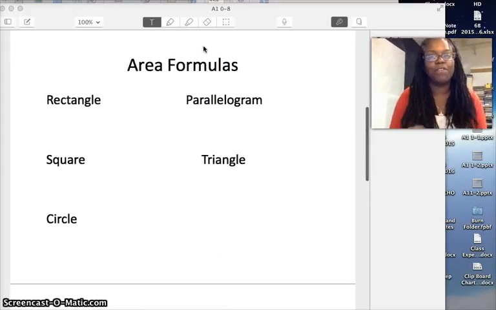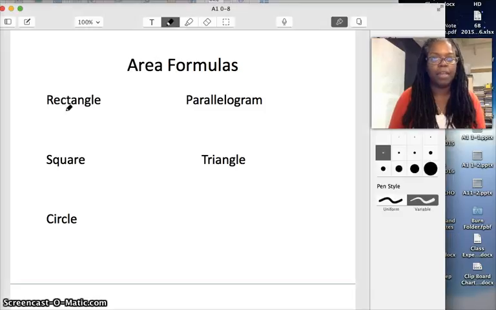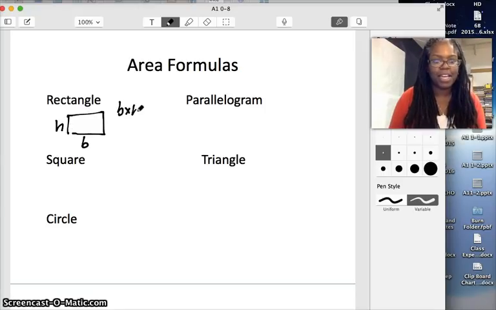So we've got some area formulas that we need to think about. When we talk about a rectangle, we know that it's going to be length times width or base times height. I'll say base times height. When we have a square, we know that all the sides are equal, so technically we can do base times height. Sometimes you might see in textbooks side squared. So let me write A, area is equal to side squared in this case.